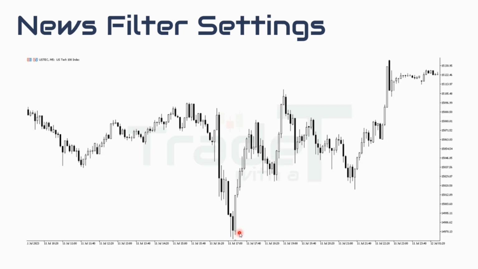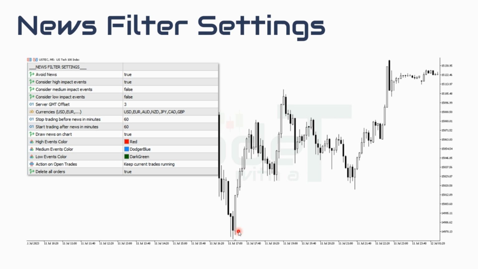The last setting in this EA is the news filter settings. Unfortunately, just to start with, you cannot backtest the news filter. You're going to use it only in forward testing or live trading. The idea is we configure whether we're going to avoid news or not, and we specify which type of news we're going to avoid: high impact news, medium impact news, or low impact news. We can also identify the GMT offset. The idea is we're getting those news from Forex Factory.